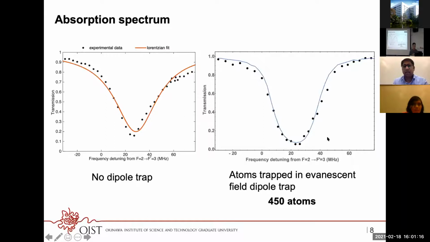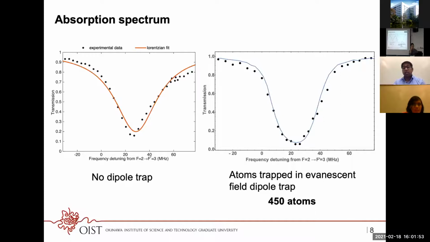While if we see the trapped case, we see a sudden dip, which is an increase in the absorption. As you can see, the maximum is around 0.2 here, while in this case, it's almost reaching below 0.1 and reaching 0. And also this is further broadened, which is an indication of more atoms trapped in the system. With this, we have estimated the number of atoms trapped in such a scenario by taking into account the temperature of the atoms and the potential profile of the trap volume. And we found that we had 450 atoms trapped in such a system.